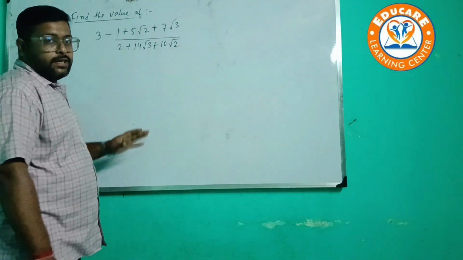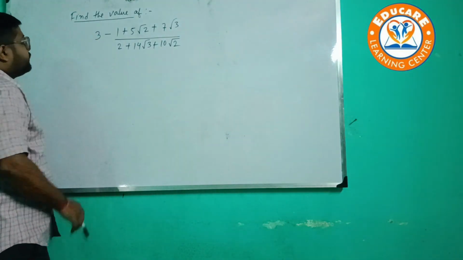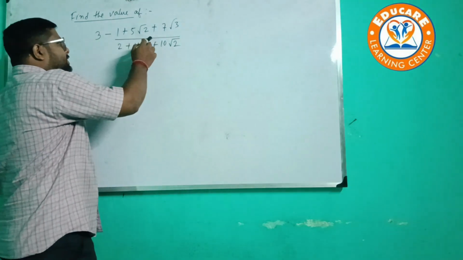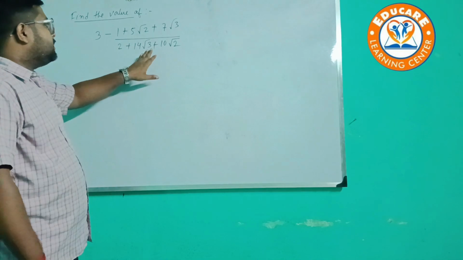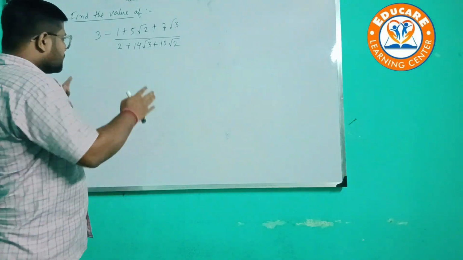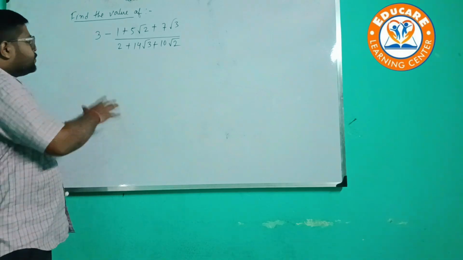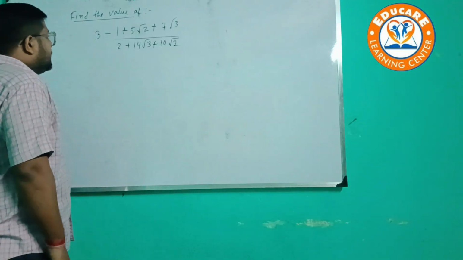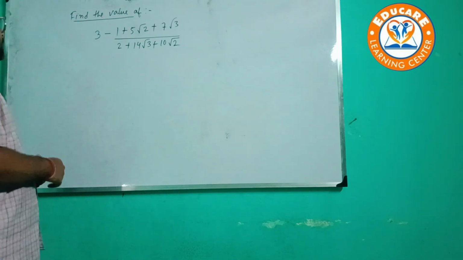Today we have got a very interesting question, and the question says find the value of 3 minus (1 plus 5 root 2 plus 7 root 3) by (2 plus 14 root 3 plus 10 root 2). This is our question, a very easy question, but if you look at this question properly, it seems a little difficult. Let's try and solve this and see how it can be done.